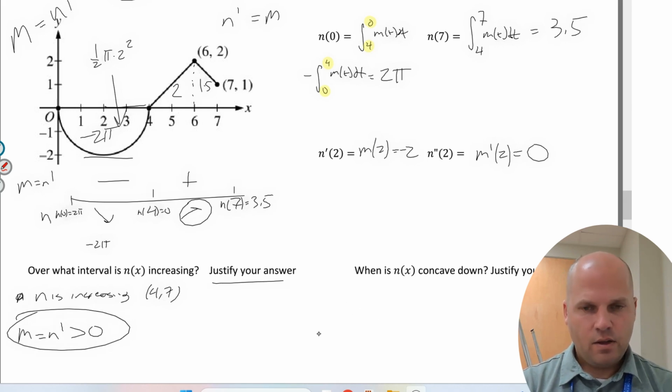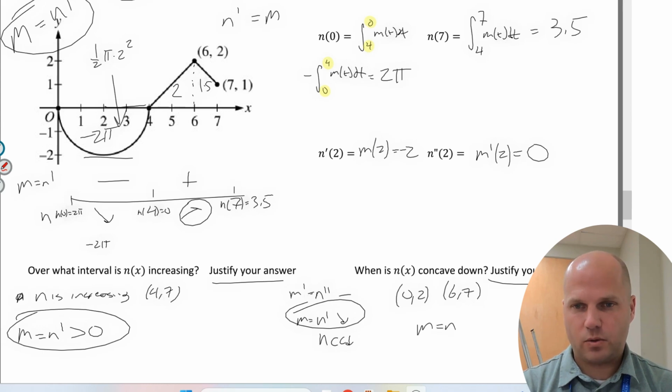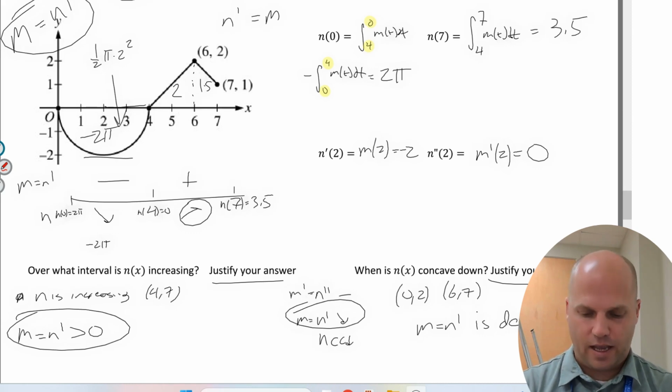Was n concave down? N is concave down when n prime is going down, which is when m is going down, or when the slopes of n prime are negative, or when the slopes of m are negative. I'm just going to stick with this because I have the graph of m, which is n prime. So that is going to be from 0 to 2 and 6 to 7. Here's my justification: m, which equals n prime, is decreasing. You can say the slopes of m are negative. Don't say the slopes of m are decreasing. That's wrong.